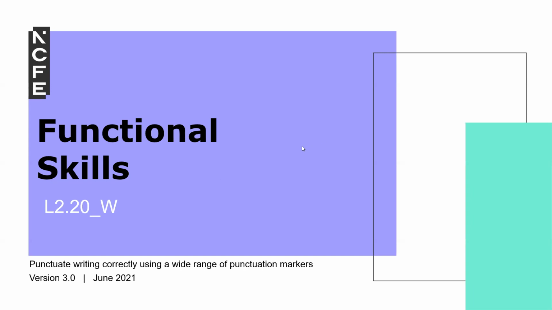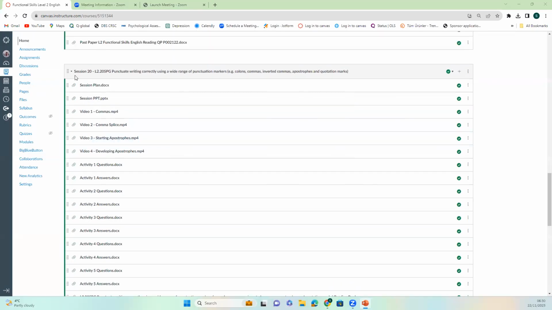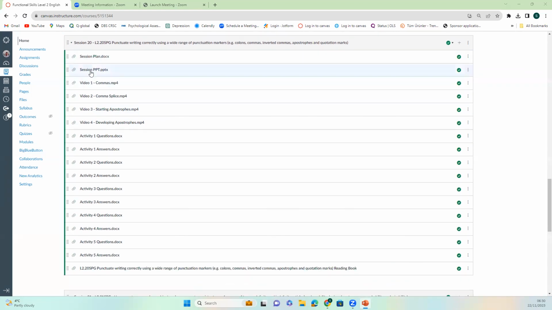This is quite a lengthy session, this one. There's a lot to do in Canvas. So if you scroll to Canvas, and we'll just show you this here. As you log into session 20 there, you've got your session plan.